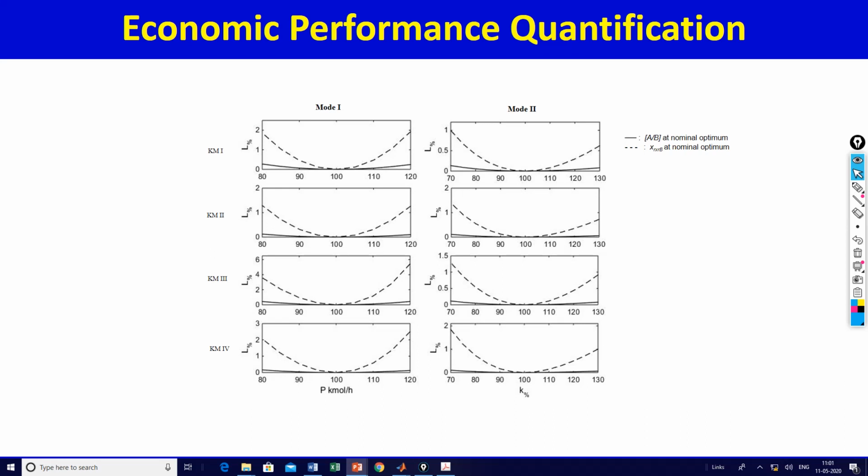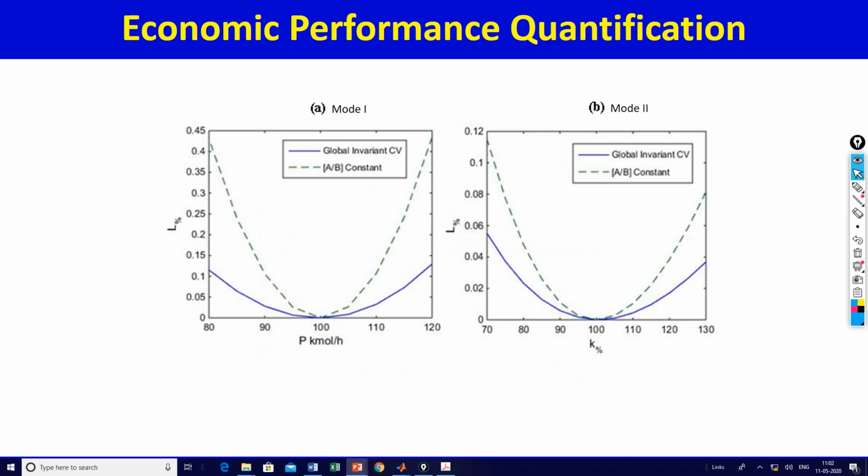So by holding A by B, you get higher production and lower steam consumption compared to when you're running at constant X reactor B, which is the conventional practice. This is what this figure is showing. We are going to be looking at KM3 in more detail.